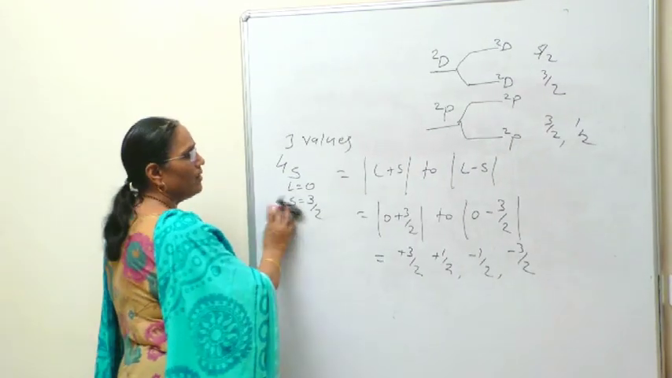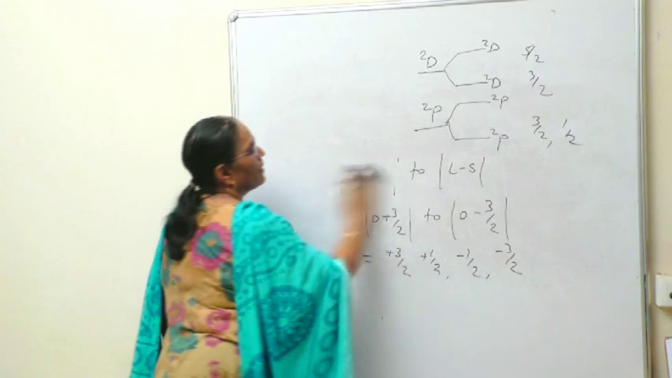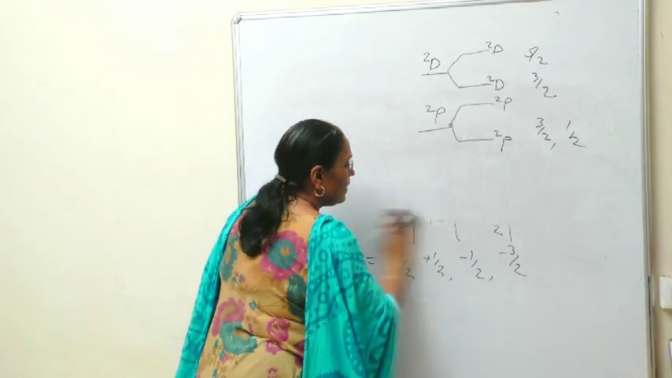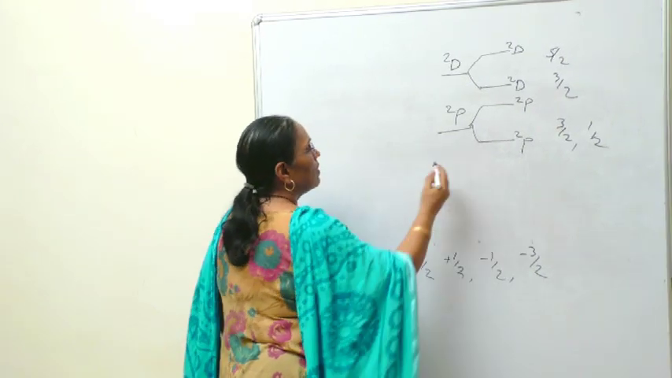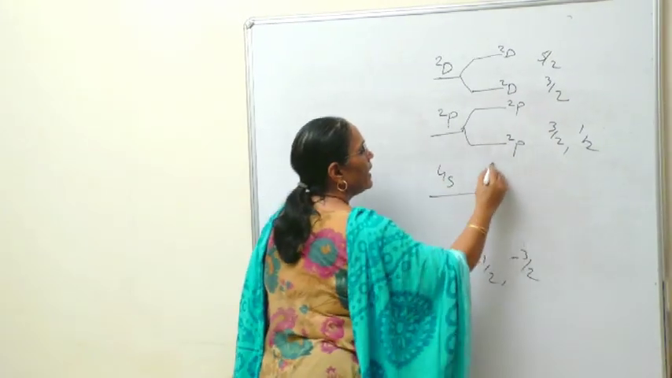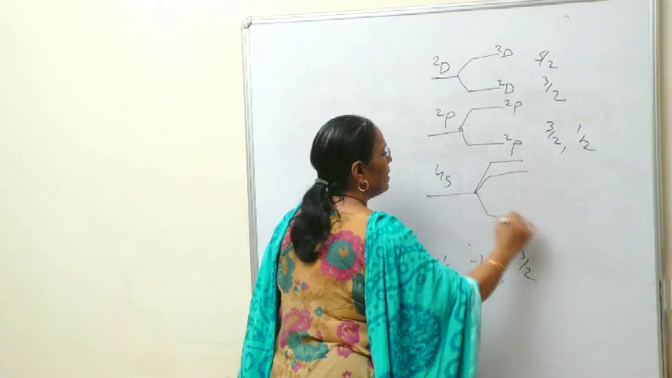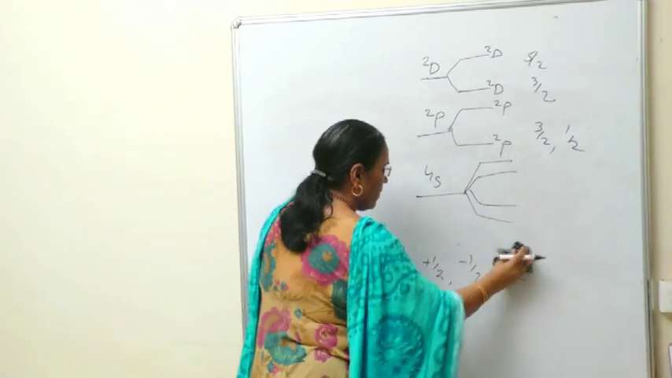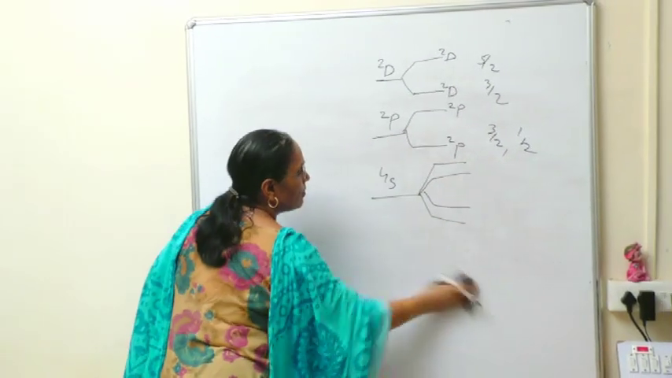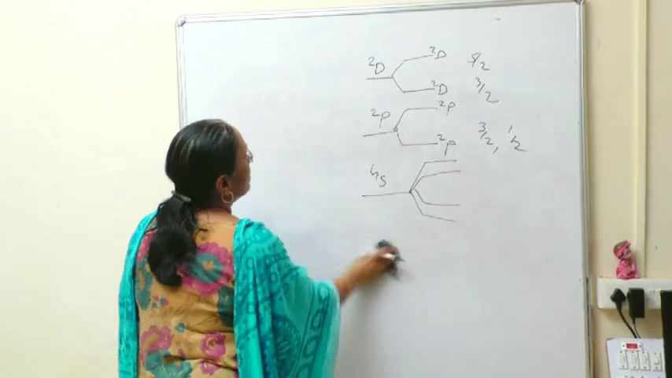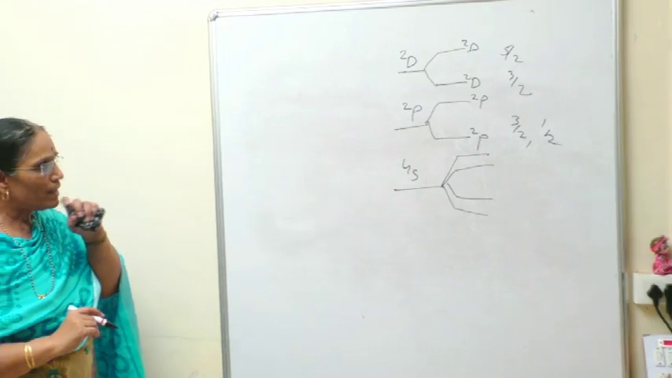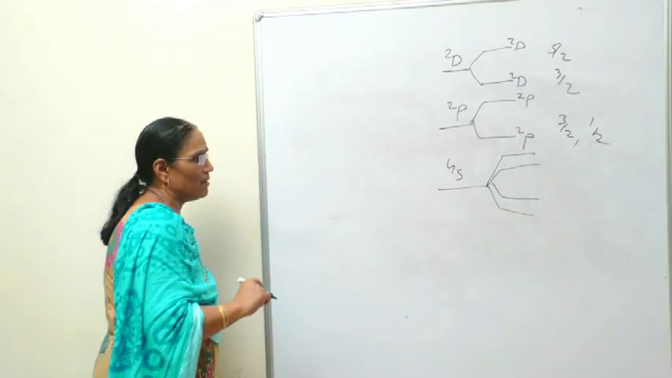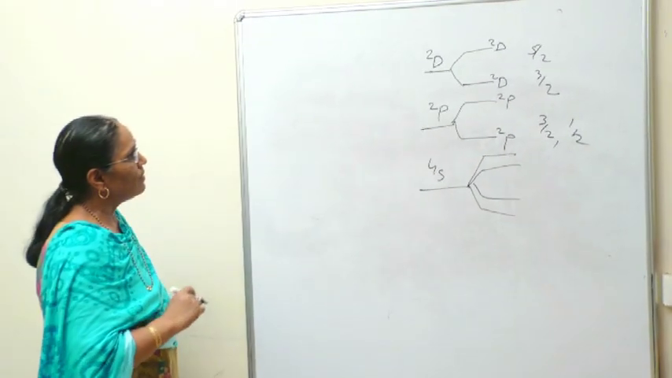So these 4 J values are obtained by spin orbit coupling for the quartet S term. So quartet S is split into 4 J values, plus 3/2 to minus 3/2. So now let us determine the energy level sequence for all these terms and the J values.